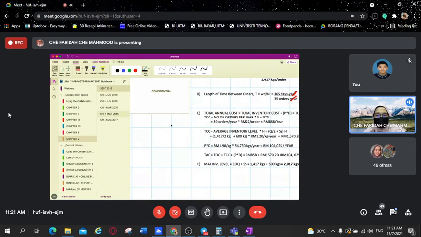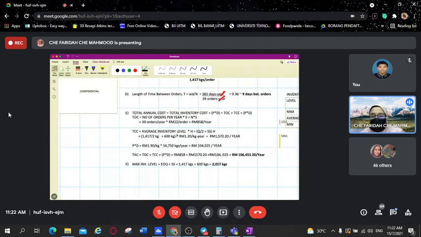Let me go back on this one. Okay, let me go back to this one. So how do you find that? One by one, find the POC. Okay, the formula is N times S, number of orders times S.